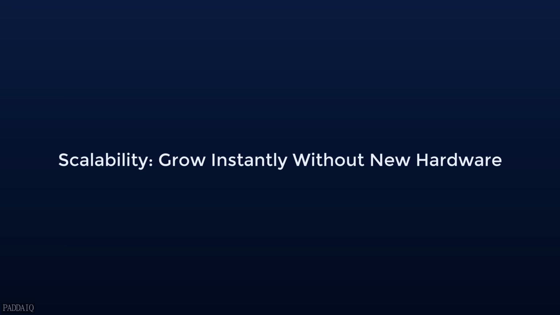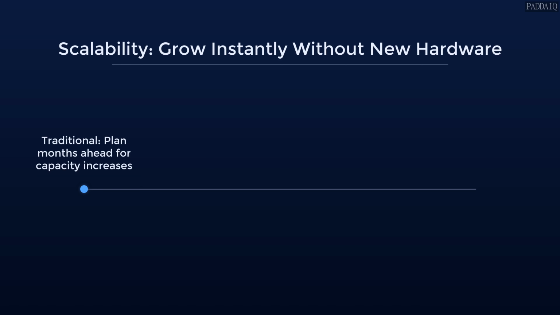Scale instantly without adding new hardware. Traditional, plan months ahead for capacity increases. This means you must forecast future needs and order physical servers long before they're needed, risking over or under provisioning. For example, an online store must guess holiday traffic and buy hardware months in advance. This rigid process is eliminated with cloud scalability.